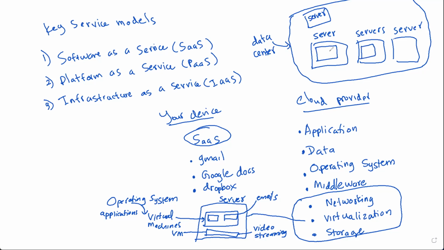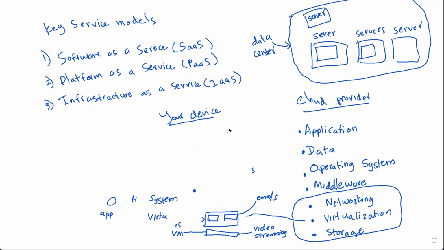All these servers have multiple virtual machines inside them. Likewise, the cloud provider is able to provide us the networking functions, virtualization functions, and storage facilities. So that is basically regarding the software as a service model. Then we will talk about platform as a service.